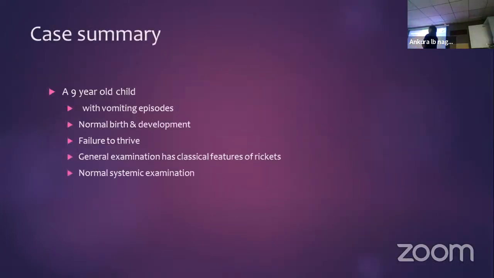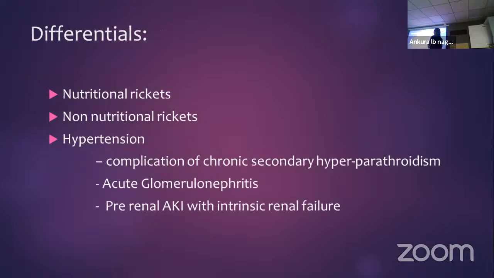So the summary: the child was a 9-year-old with vomiting episodes, normal birth and development history, and failure to thrive. On examination, we have seen features of rickets and a normal systemic examination. My differential was nutritional rickets, because the child appeared like that. But the deformity in the lower limbs was greater than in the upper limbs, so we thought it could be non-nutritional, like hypophosphatemic rickets. And the hypertension might be a complication of this due to kidney involvement, we discussed.